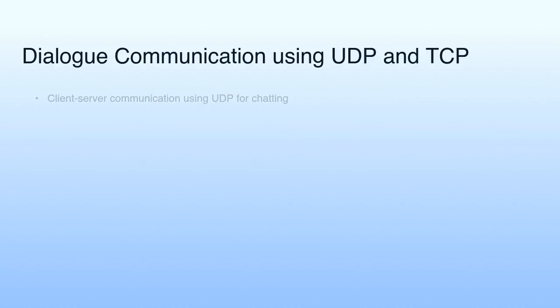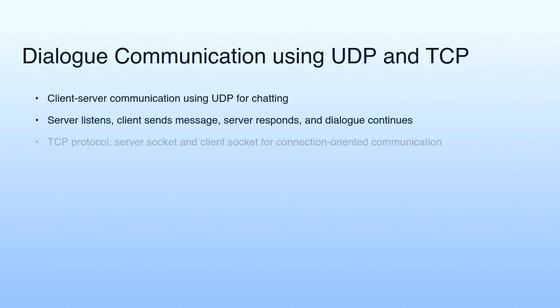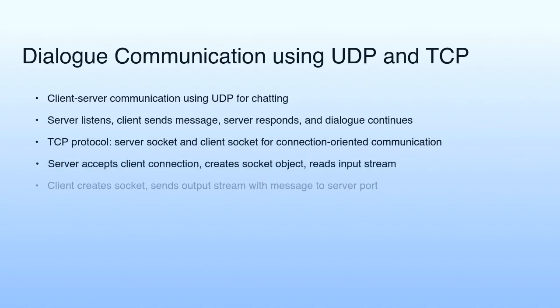We then explore client-server communication using UDP for chatting, where the server listens, the client sends a message, the server responds, and the dialogue continues. With the TCP protocol, we establish connection-oriented communication using a server socket and client socket. The server accepts the client connection, creates a socket object, and reads the input stream, while the client creates a socket, sends an output stream with a message to the server port.